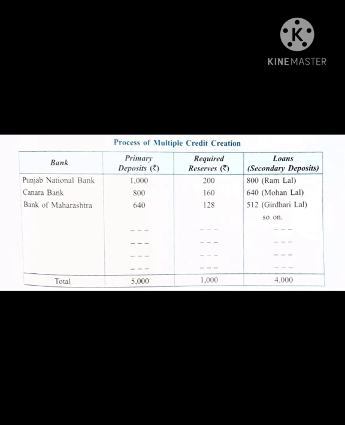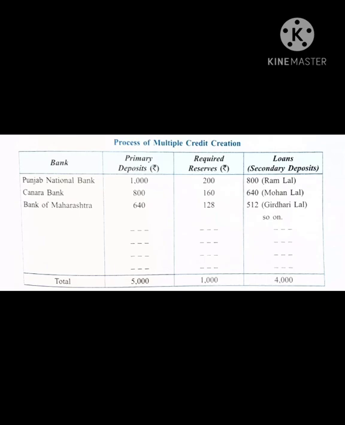Even if you calculate the money multiplier as 1 upon LRR, you will find it is 1 upon 0.2. 0.2, you know, that is 2 upon 100. It will go to 0.2. You know it will multiply 10 times. We have already calculated, that is LRR. It will be multiplied 10 times.